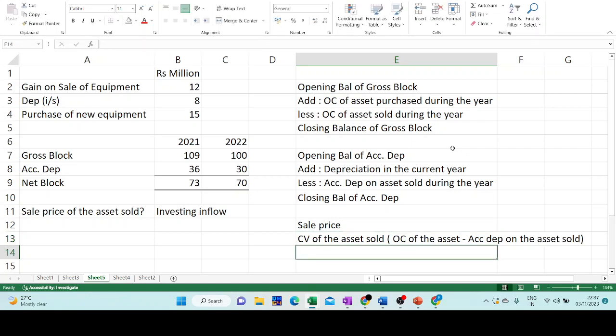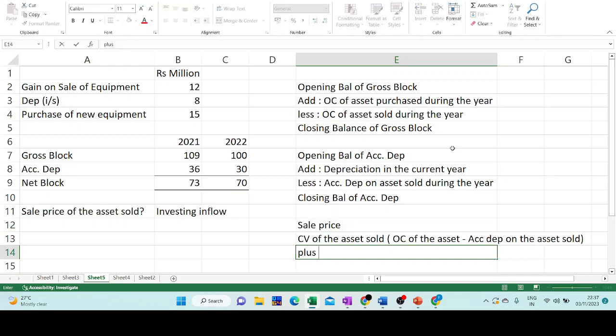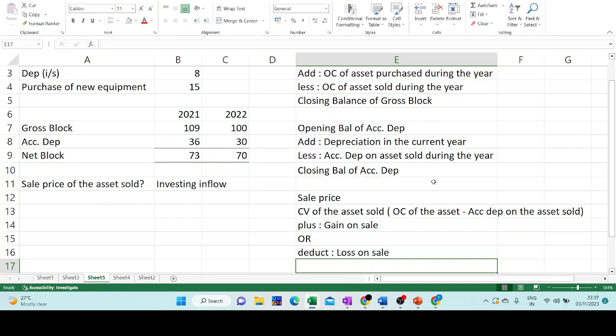Right. So your sale price is the carrying value of the asset sold plus any gain on sale, or you deduct any loss on sale. So what is the idea, guys? The idea here is that if you are able to sell the asset at a price which is higher than its carrying value, that is, if your sale price is greater than the carrying value, you make a gain, or if your sale price is less than your carrying value, you incur a loss. Guys, are we good here? Any doubts, please?